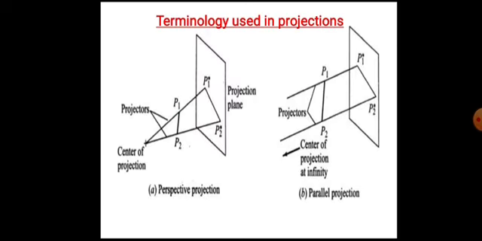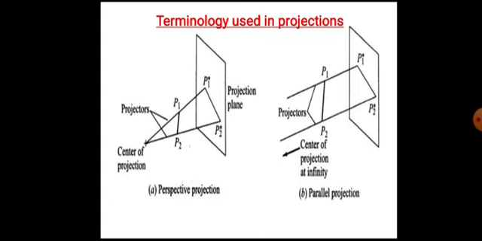In this lecture, we discuss projections of geometric models. First of all, projection is a transformation used for transforming a three-dimensional model into two-dimensional form. Simply put, in projection we transform a 3D model into 2D form.